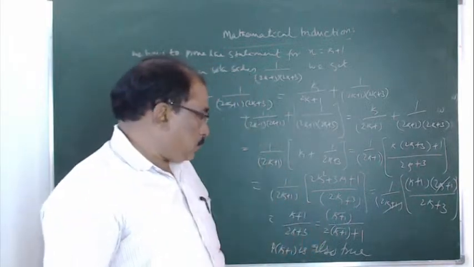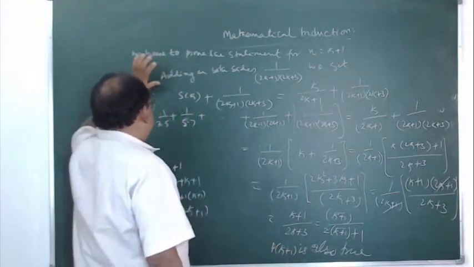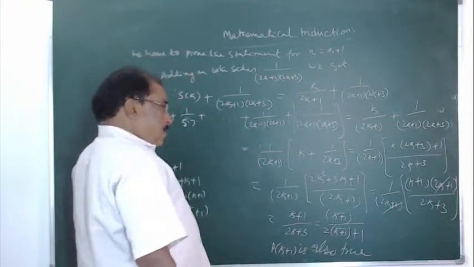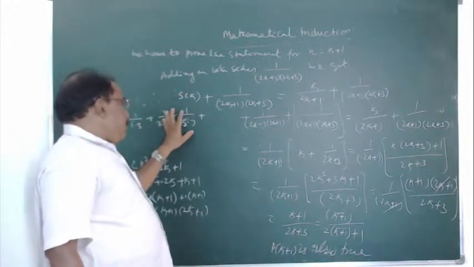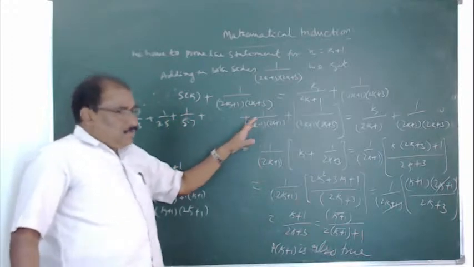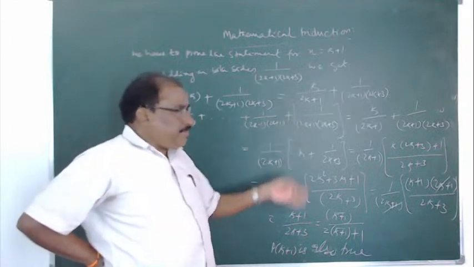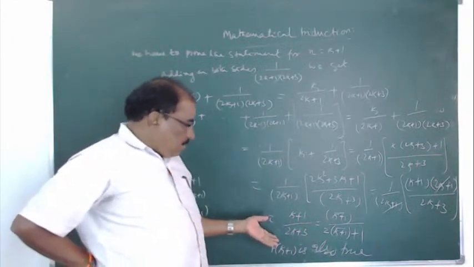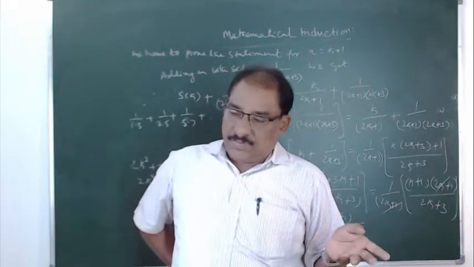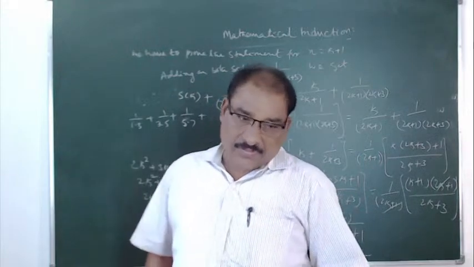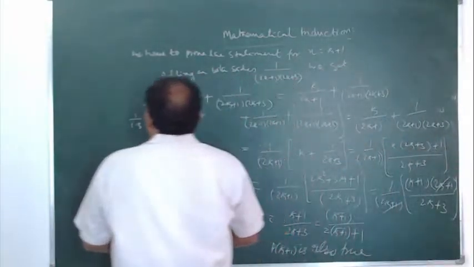Conclusion: therefore the given problem P of n, 1 by 1 into 3 plus 1 by 3 into 5 plus 1 by 5 into 7 and so on, 1 by (2n minus 1) into (2n plus 1) equal to n by (2n plus 1), is true for all n belonging to N, for all natural numbers n. Okay. So take another problem.